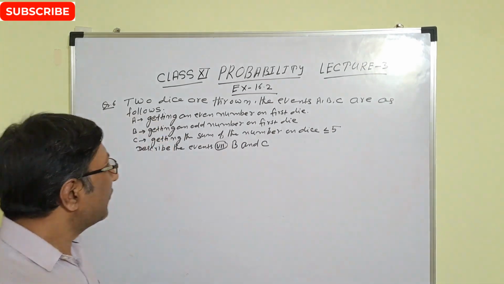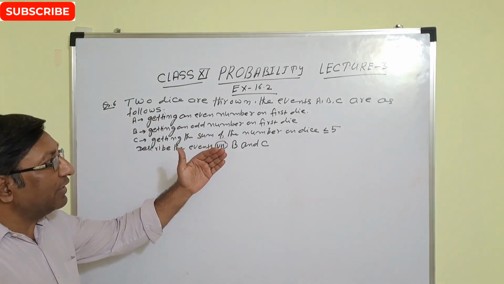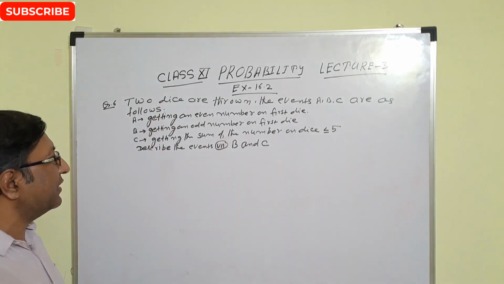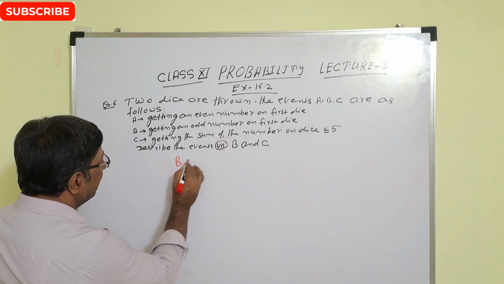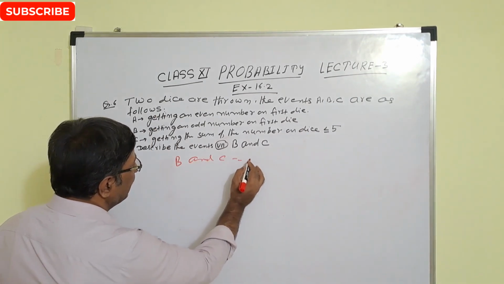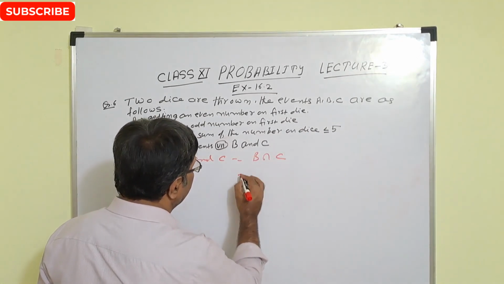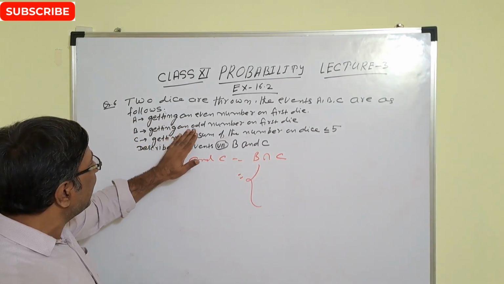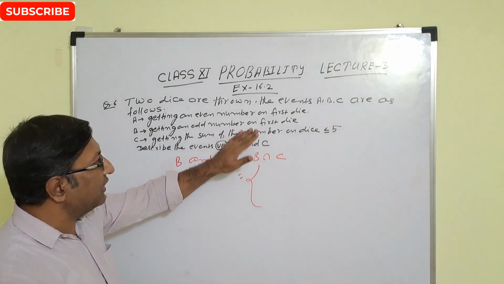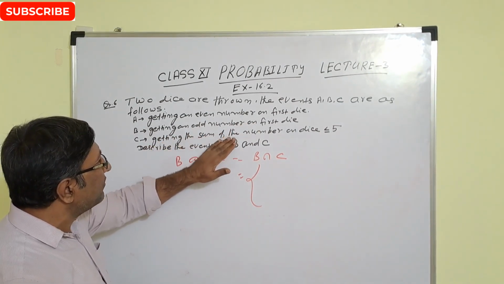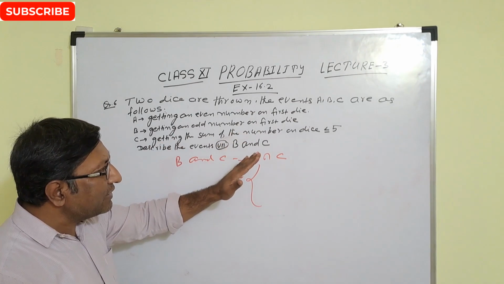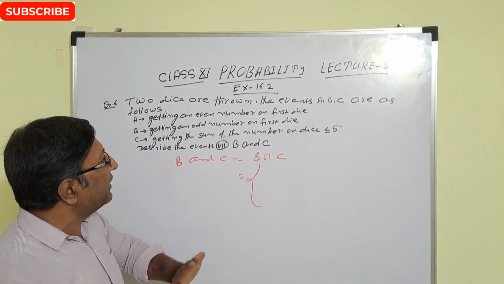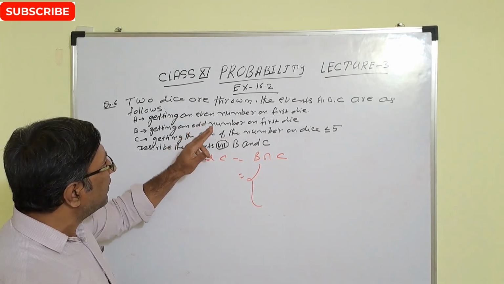Let's see the question. Question is, two dice are thrown. The events A, B, C are as follows. Then describe the event B and C. So B and C. B and C is what? B intersection C. That means common members of B and C. So B is getting an odd number on the first die and C is getting the sum of the numbers on the dice less than or equal to 5. So we have to find what is common between B and C. So B is what? Odd number on the first die.